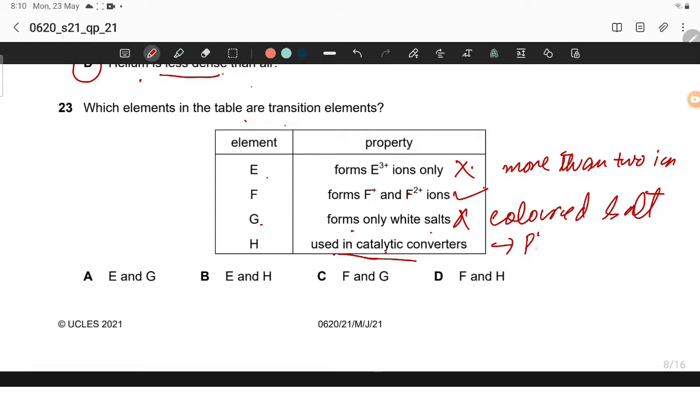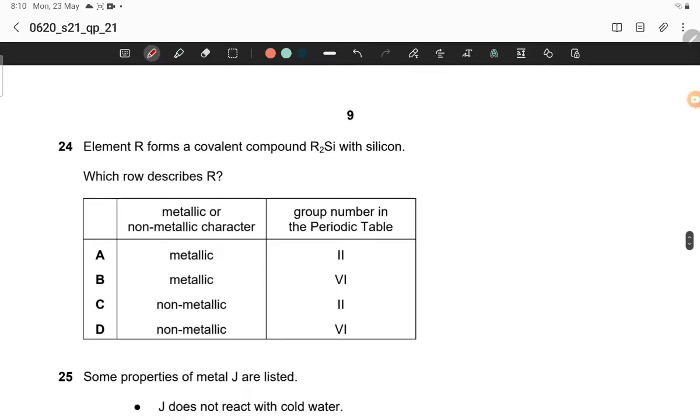Yes, platinum and rhodium. Both are transition elements. So H is correct. H and F. So F and H, D is the correct option.